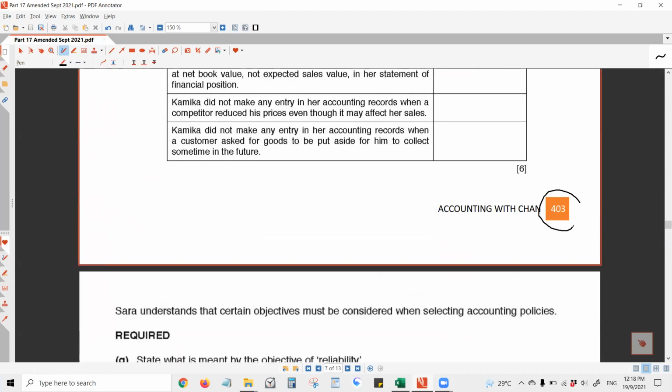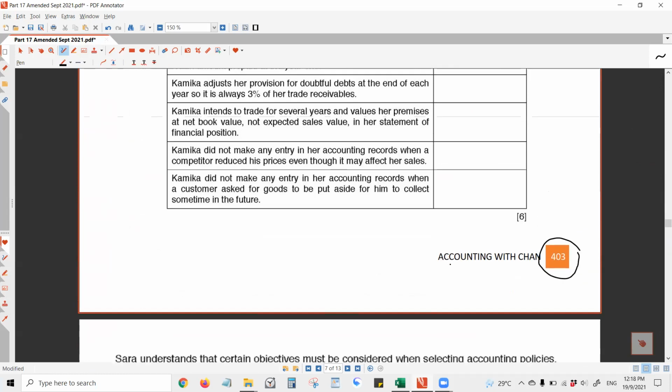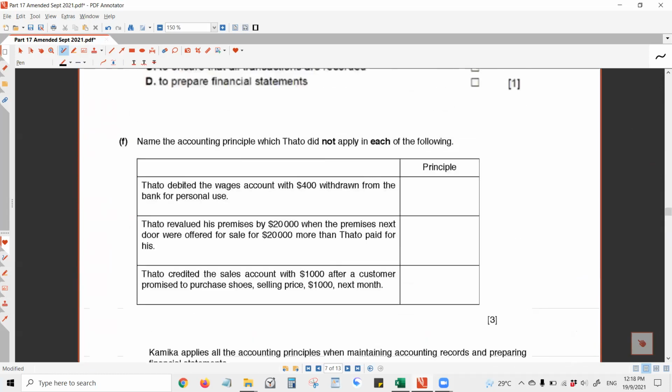Come to page 403, and then you try this question F. Just try the question F, and then you tell me your answer in the chat box for all the three questions here, F1, F2, and F3. After that, I discuss with you.